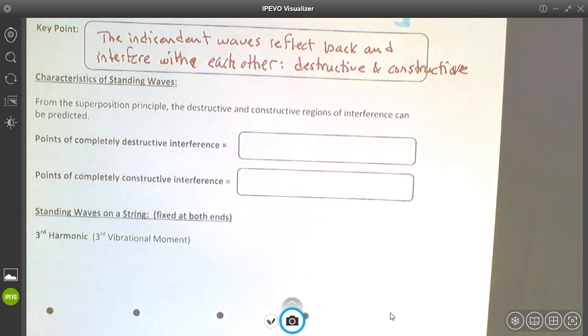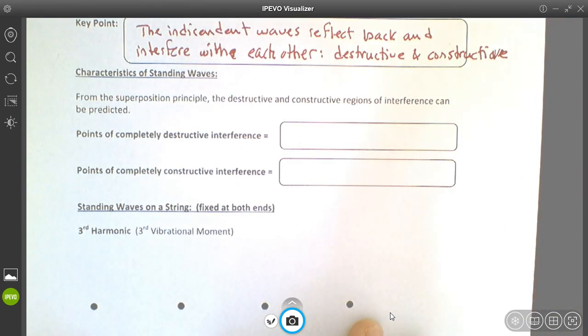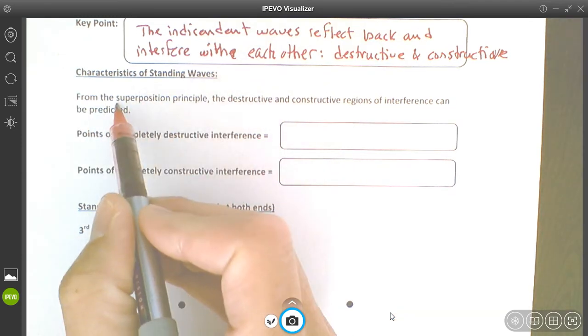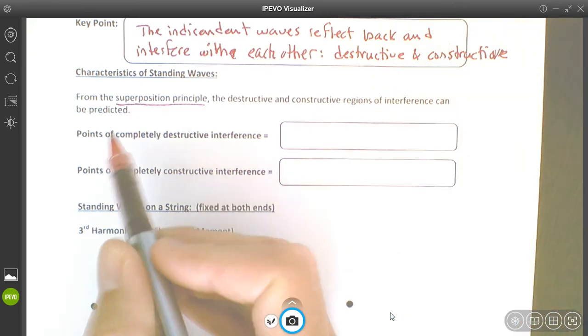And it is entirely physics. There's nothing else to it at that point. All right, except for learning how to play it and be skilled at it. But that's a whole different thing. From the superposition principle, remember that word, the destructive and constructive regions of interference can be predicted.